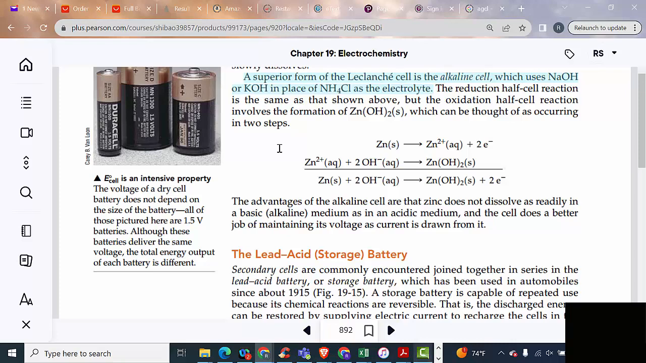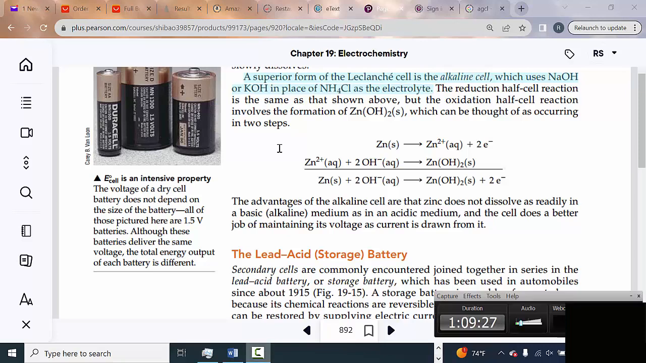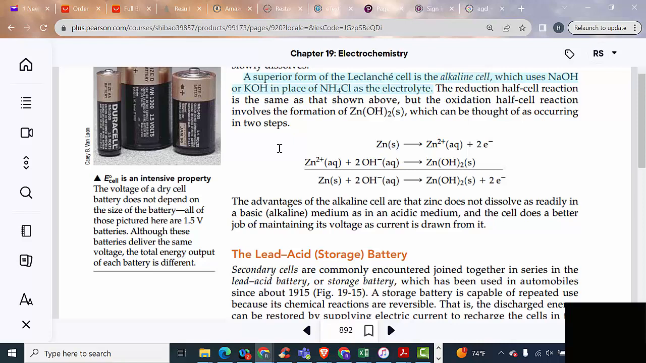How long have I been talking now? Way too long. Okay, any questions on this? These generate 1.5 volts here, both.